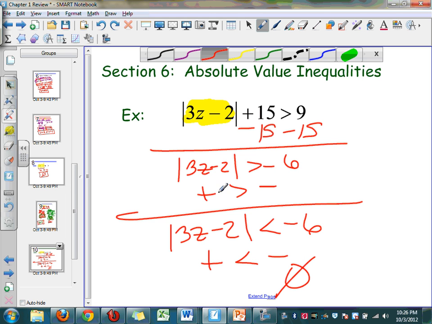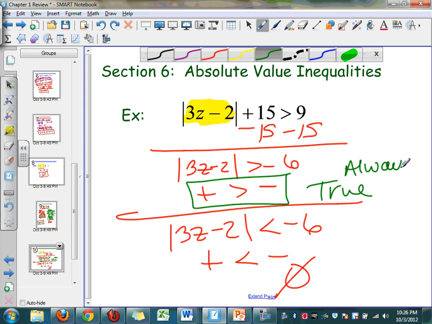But let's go back to this concept right here. Is a positive greater than a negative? Well, yes, a positive is always greater than a negative, so do I actually have to do any work? Is there any number that z can be that's going to make this a false statement? This is always a true statement no matter what you do, so therefore the answer to this is going to be x's in the set of the reals, meaning it's any number. Any number will make this statement a true statement. So there's no work to show here.